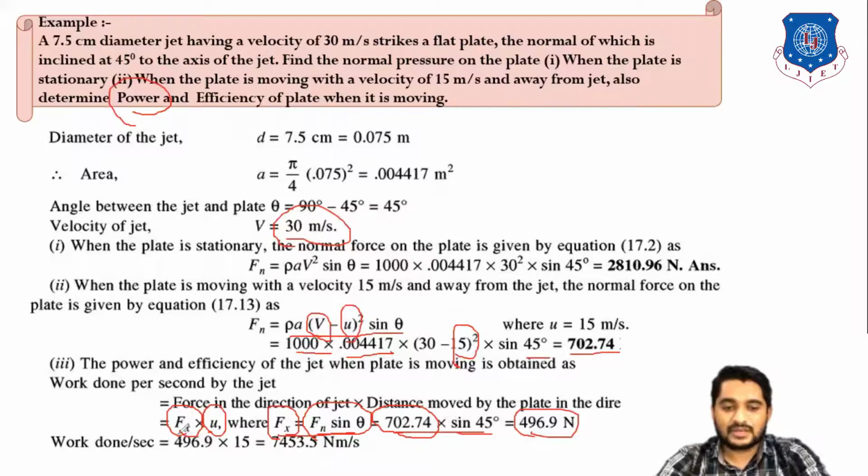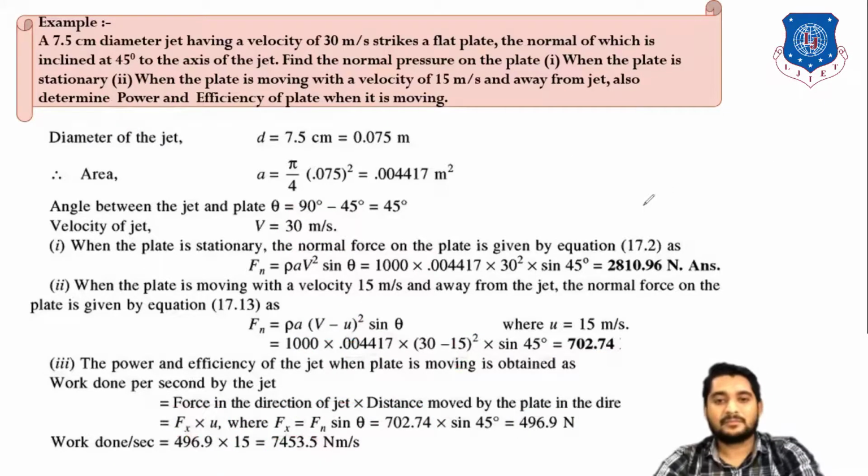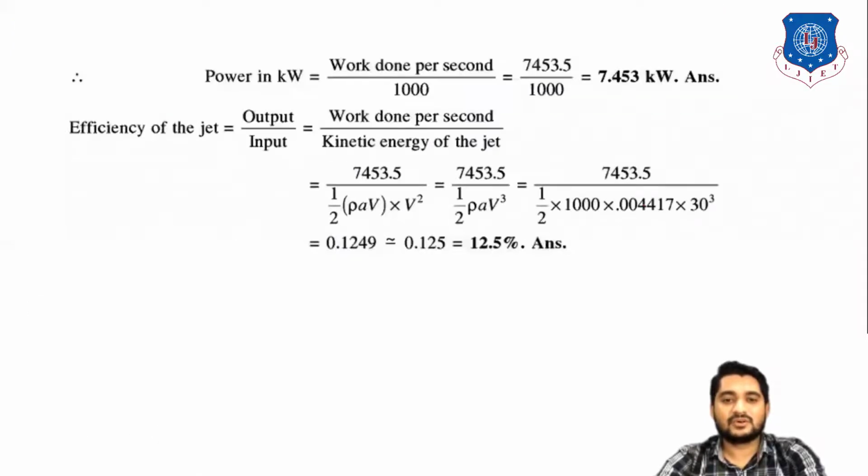So let us put value of Fx and u as 15. So we can find work done per second. Work done per second, that means power, but in watt. If we want to convert power in kilowatt, then we have to divide it by 1000, so we can find power in kilowatt. So basically power is 7.4 kilowatt.